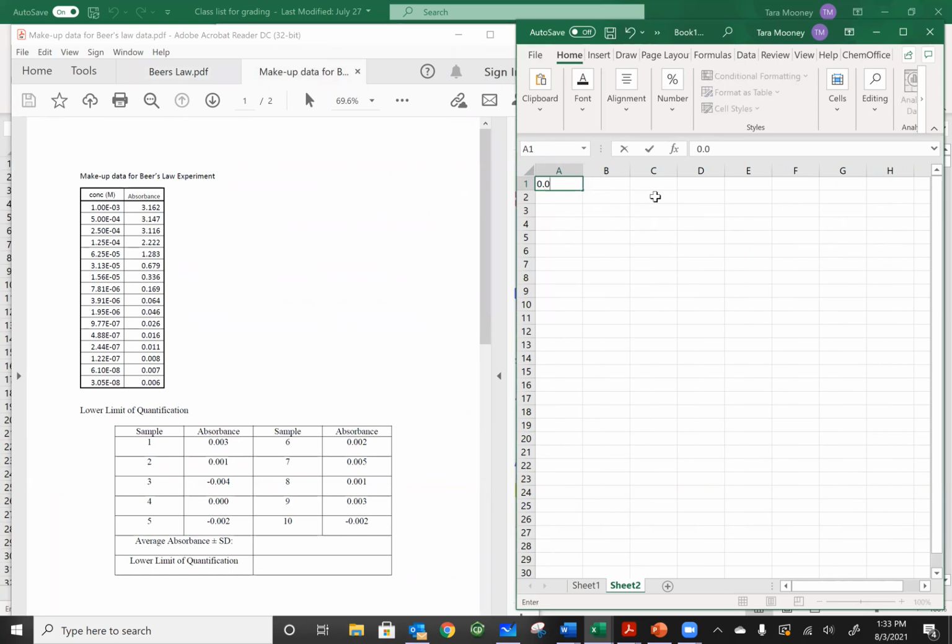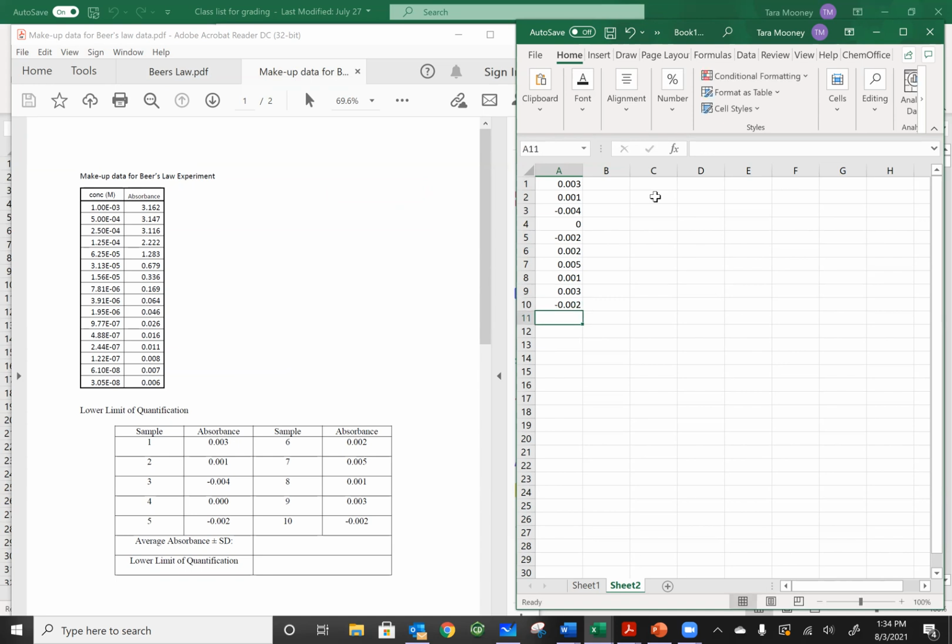So 0.003, 0.001, negative 0.040, 0, negative 0.002, 0.002, 0.005, 0.001, 0.003, negative 0.002.